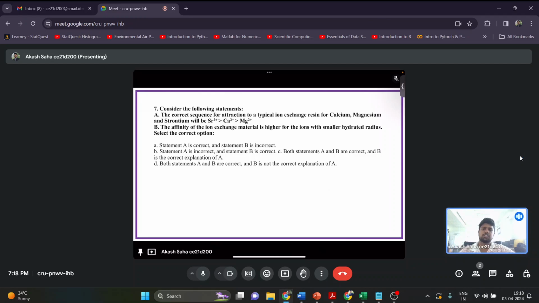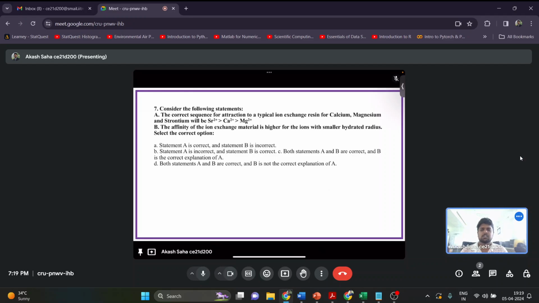The question says to consider the following statements. Two statements are given. Statement A says the correct sequence for attraction to a typical ion exchange resin for calcium, magnesium, and strontium will be strontium 2+, followed by calcium 2+, and then magnesium 2+. Statement B says that the affinity of the ion exchange material is higher for the ions with smaller hydrated radius. Now we have to select the correct option.